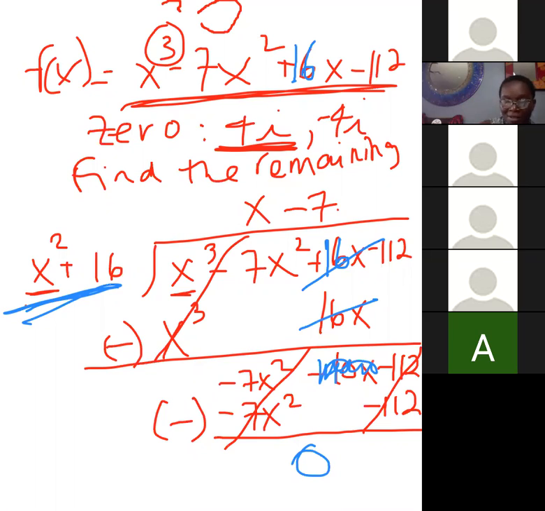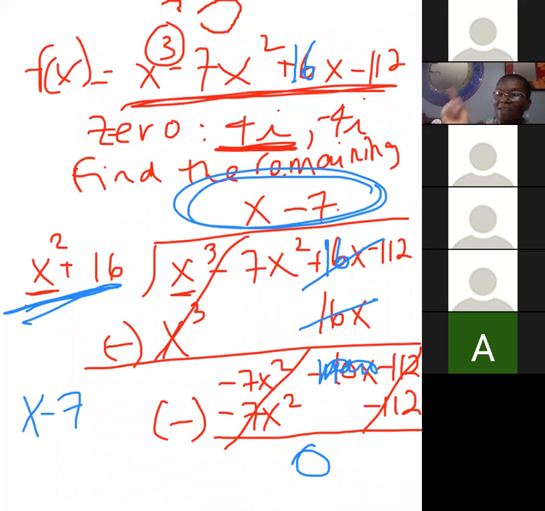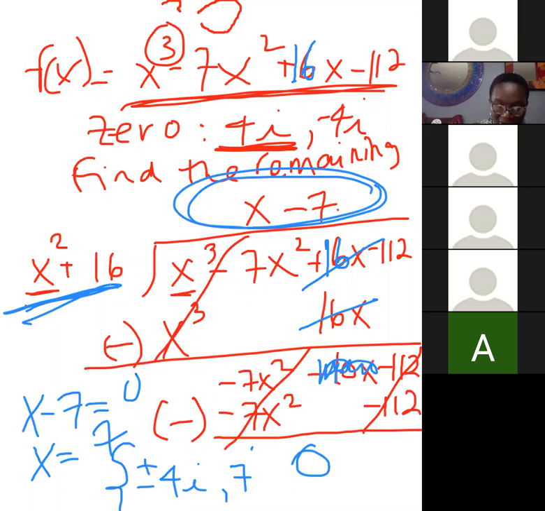All right, so guys, here's my quotient. It is x minus 7, which is a factor of the polynomial. Therefore, it's going to lead me to the other 0 of the polynomial, which is 7. So what are the zeros of this polynomial? Plus or minus 4i, comma 7. And there's your zeros.